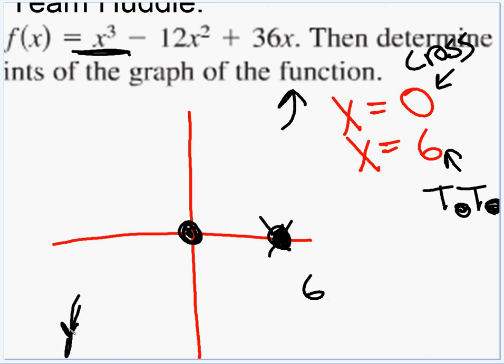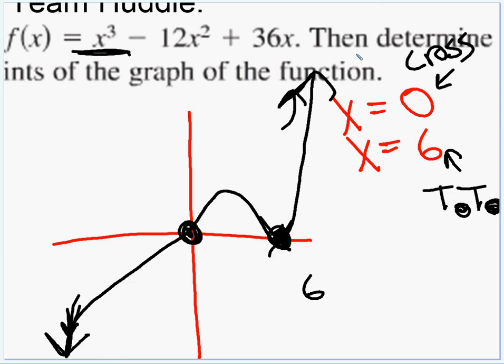So if I start down here to the left and I'm working my way up, I know that I cross at the origin, and then I'm up here, but I've got to hit this point because I know I hit the x-axis there, but that's good because I bounce, and that allows me to join up with the end behavior and go up to infinity.